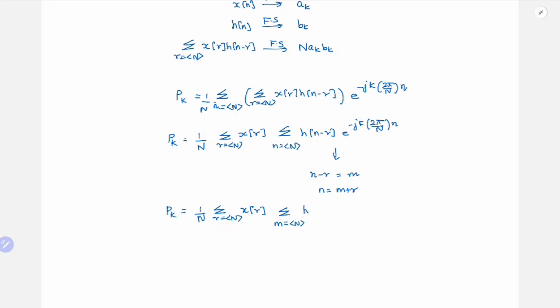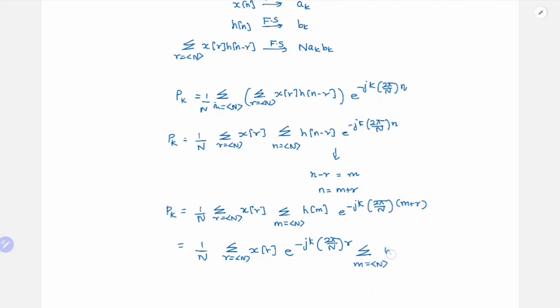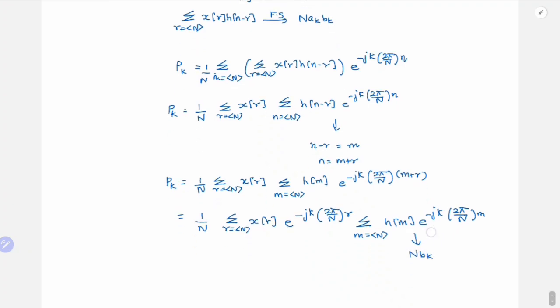Okay. So then h of n minus r I will replace with h of m, e power minus jk 2 pi over N, and I'll have m plus r here. Again, my summation is just over m, so r I can take it out. So 1 by N summation r equal to N, x of r, e power minus jk 2 pi over N into r, and I have summation m equal to N, h of m, e power minus jk into 2 pi over N into m. So this is nothing but my bk into N. So 1 by N will give me bk. So this will be N into bk.